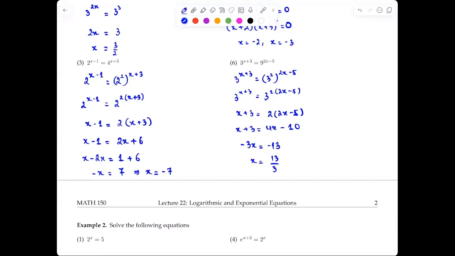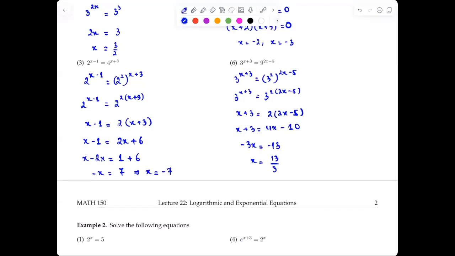Cool. Any questions? Good. All right. So the first page is easy, solving exponential equations where the bases are the same. Right. Those are easy.